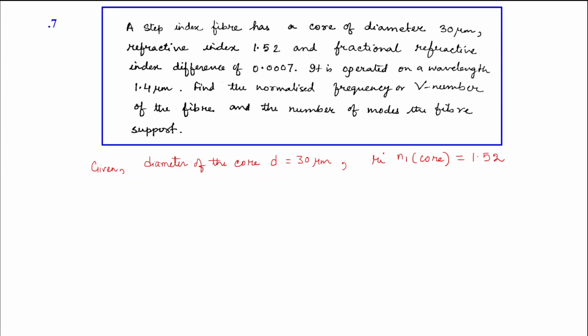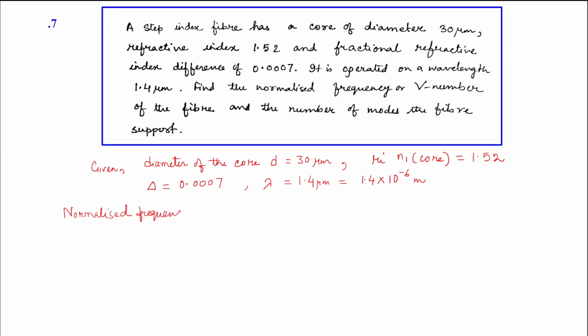So the given parameters here: the diameter of the core, let us take it as d, is equal to 30 micrometer. 30 micrometer means 30 into 10 to the power minus 6 meter. The refractive index of the core is given as 1.52. The fractional refractive index change, that is del, is 0.0007. Lambda is 1.4 micrometer, which is equal to 1.4 into 10 to the power minus 6 meter.